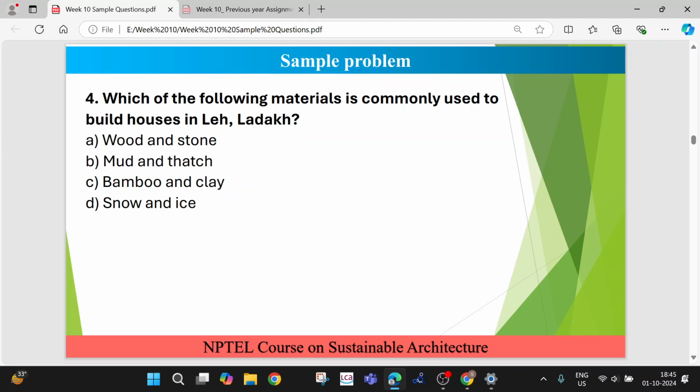Thatches will provide the insulation as well as these thick mud walls will be helping you to store or act as a thermal energy storage. Fine.